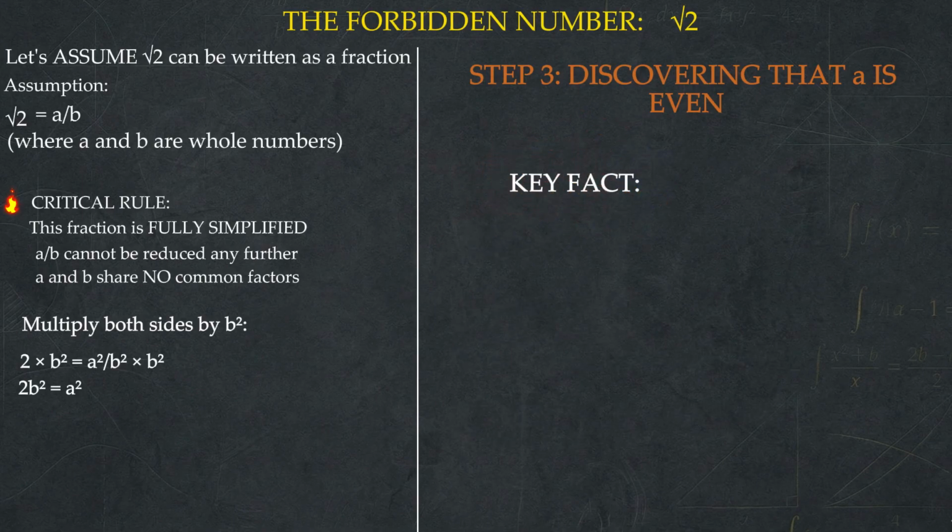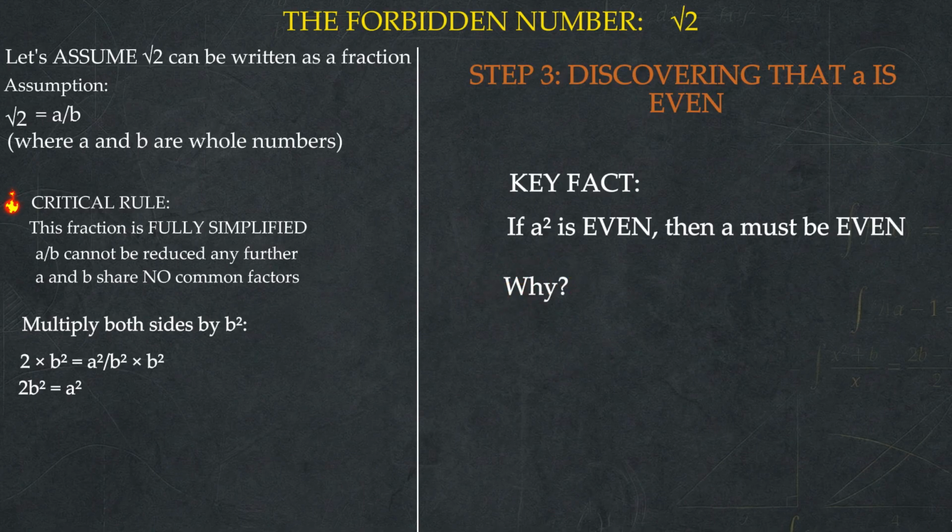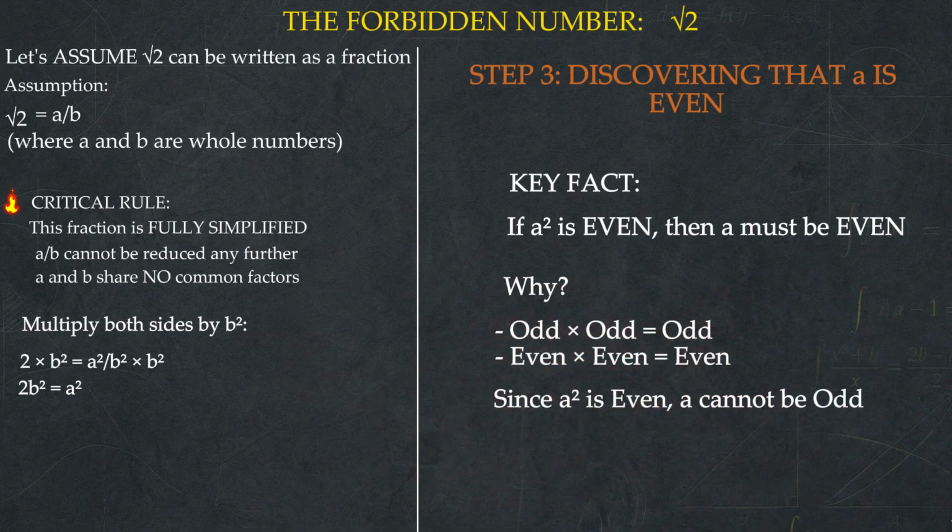And here's a crucial fact. You can only get an even square if the original number itself is even. Why? Because odd times odd is odd. So if a squared is even, then a must be even. This is our first discovery.